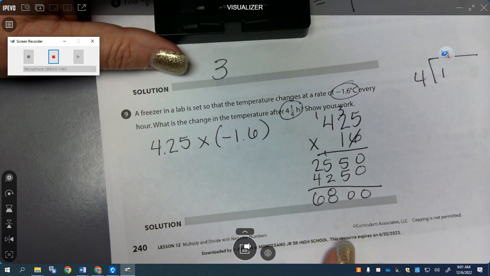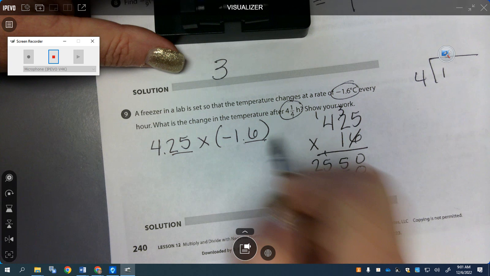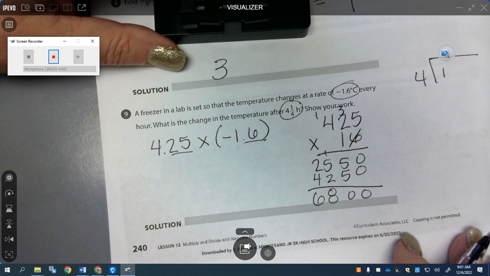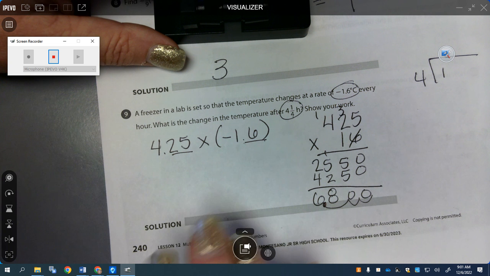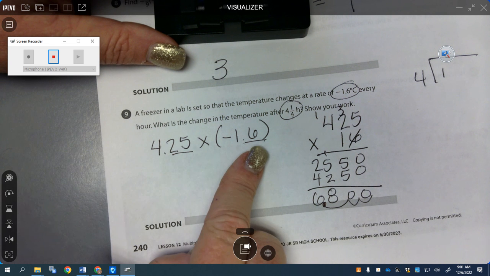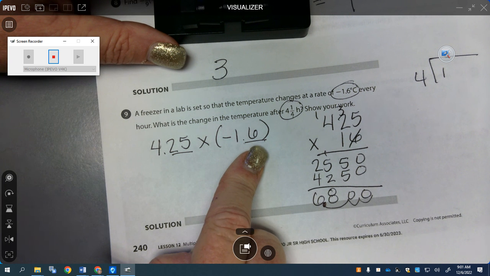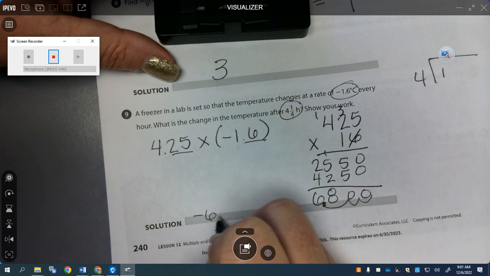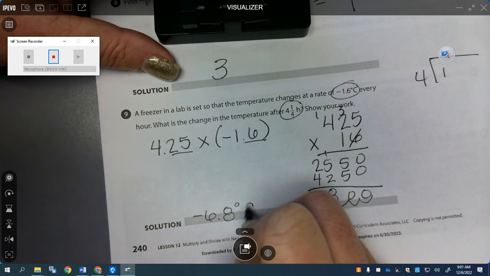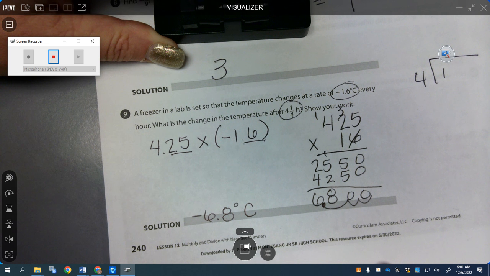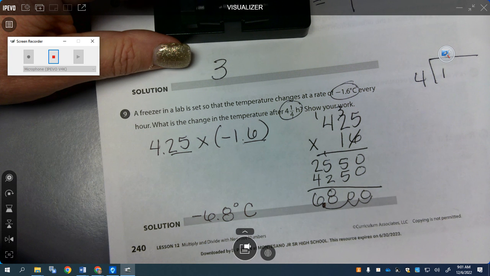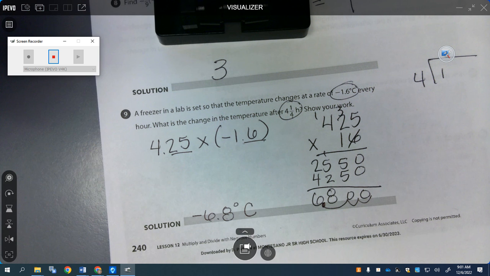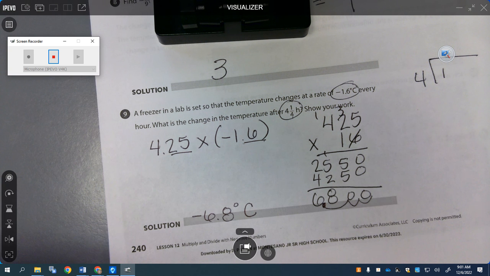Now, how many numbers are to the right of the decimal? 3. All right, and now go back. What's a positive times a negative? So this becomes -6 and 8/10 degrees Celsius. Okay, do you have any comments, questions, or concerns about that? No, we're okay?